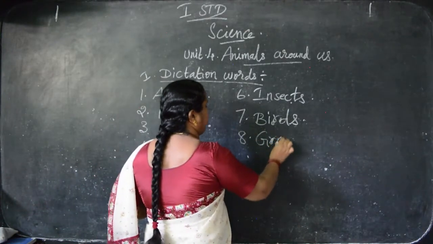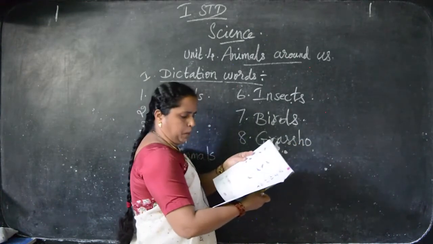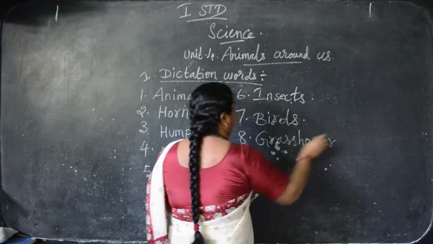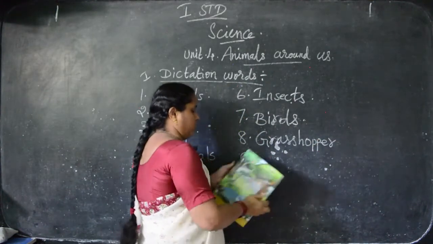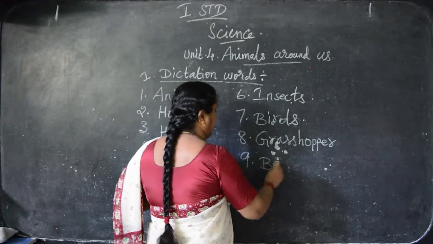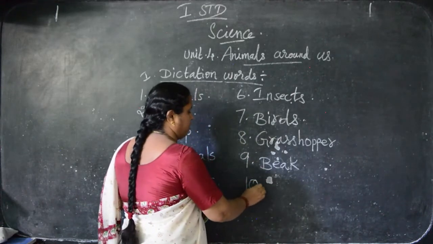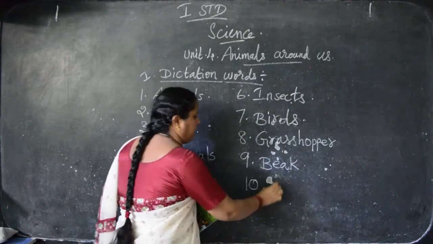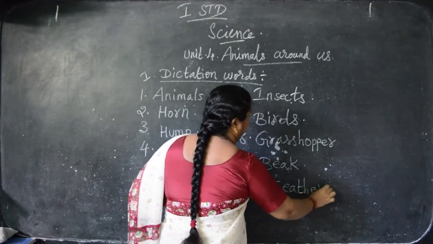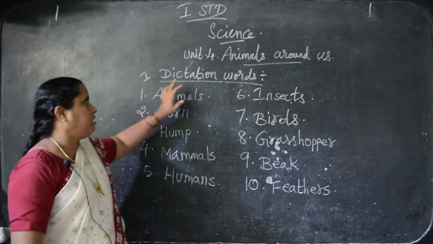Grasshopper. G-R-A-S-S, grass. H-O-P-P-E-R, hopper. Grasshopper. Ninth one, beak. B-E-A-K, beak. Tenth one, feathers. F-E-A-T-H-E-R-S, feathers. Okay, see the dictation words.